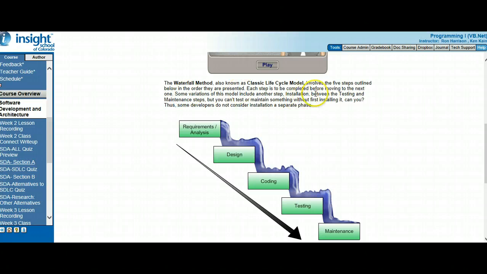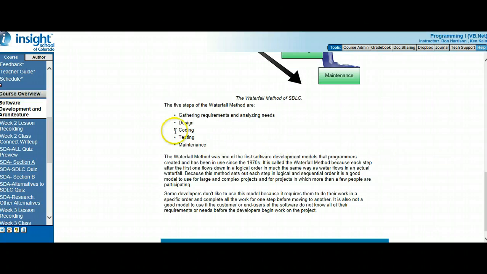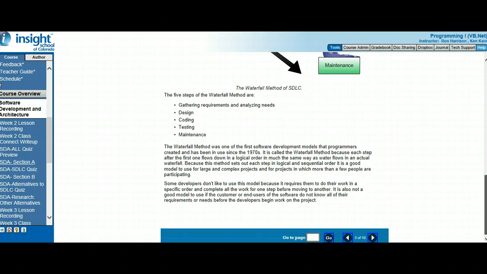Now there are variations, and sometimes you can have steps between testing and maintenance and things like that, but in general this type of method is followed. So you can see the 5 different parts of the waterfall method. And it's been around for a long time, since the 1970s. And again, each step after the first one flows in logical order. So this is really the best answer. It's called the waterfall method because each step after the first one flows down in a logical order.